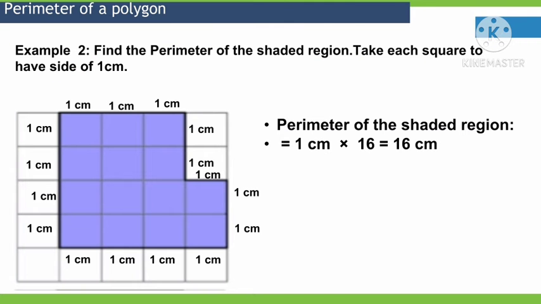Now look at the next example. Find the perimeter of the shaded region. Take each square to have a side of 1 centimeter. So from the image you can clearly see, children, you have to find the perimeter of the shaded region given there, and there are so many squares and each side is 1 centimeter. So you want to find the total length of the boundary. It's very easy. You have to add all the sides of the squares. So if you add all the ones, there are 16 ones. So the perimeter of the shaded region is 16 centimeter.